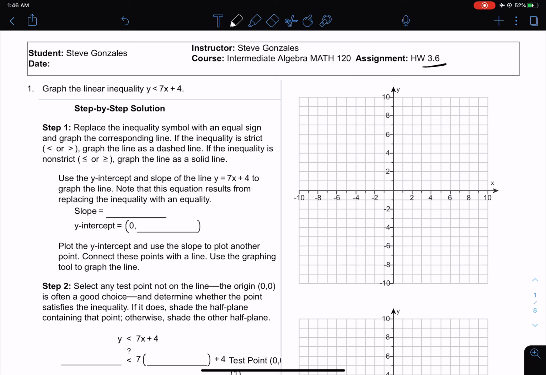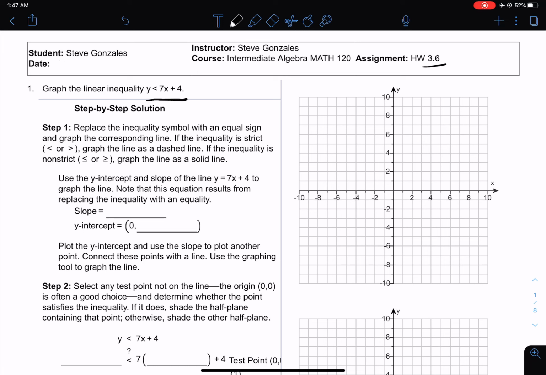Let me unplug this so I can have space to operate. It says, graph the linear inequality y is less than 7x plus 4. We've got this step-by-step approach that helps us baby step through it. There are multiple ways of doing this, but this is a good enough way. Step number one, replace the inequality symbol with an equal sign.